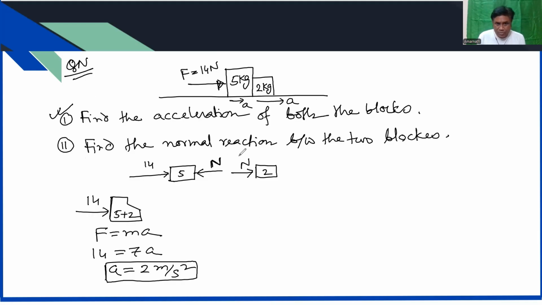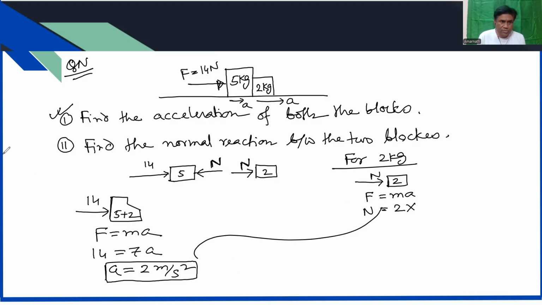But in the second question, find the normal reaction between the two blocks. Means either you calculate for this one, find the normal reaction, or for this one, find the normal reaction. Okay? You will get the same answer only. Say for 2 kg I am doing. For 2 kg, you see, only the normal reaction is the external force. I know F equal to ma. F is N only. Mass is 2, but acceleration is also 2 only, okay? At this place. So 2 into 2. So it means normal reaction is 4 Newton.